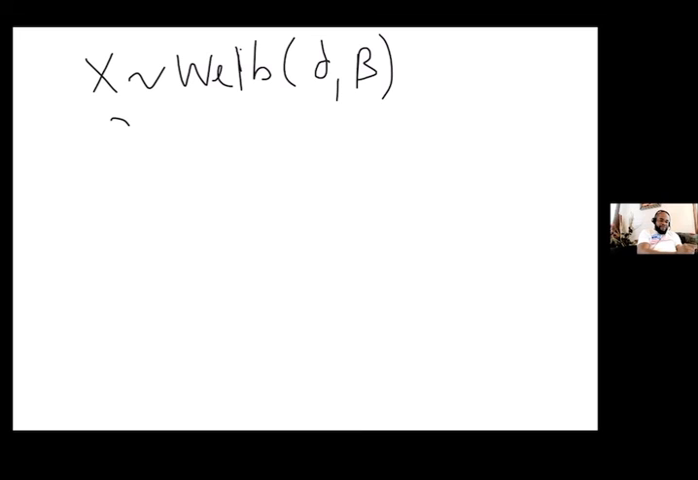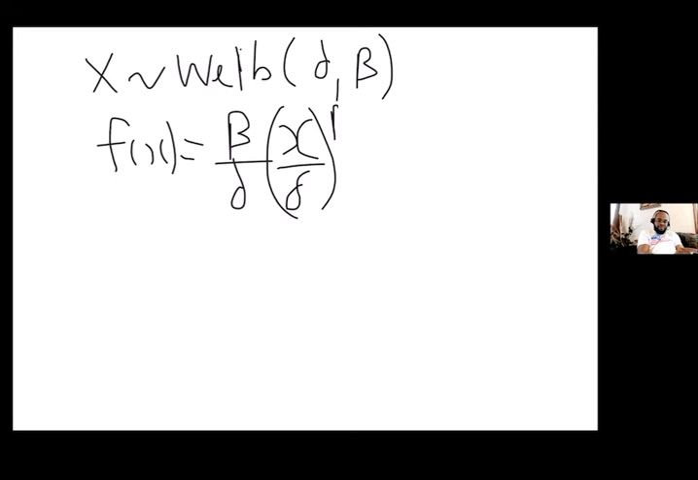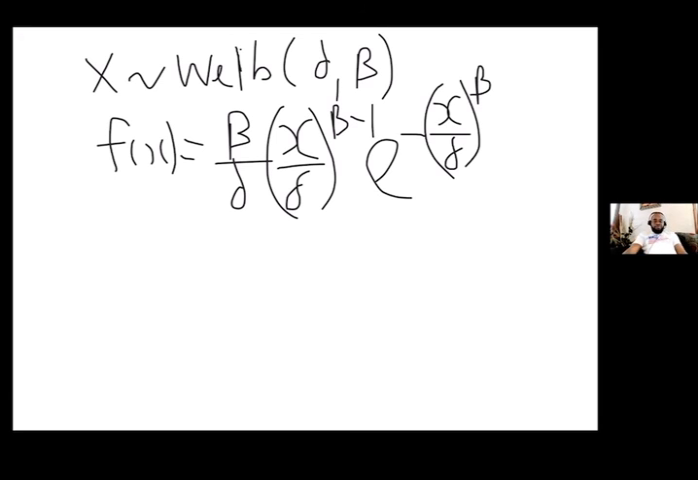Okay, we have f of x equal to beta divided by theta, x over theta raised to the power beta minus 1, and exponential raised to the power minus x over theta, and everything raised to the power beta. Now I want to show you how you can actually obtain the mean.